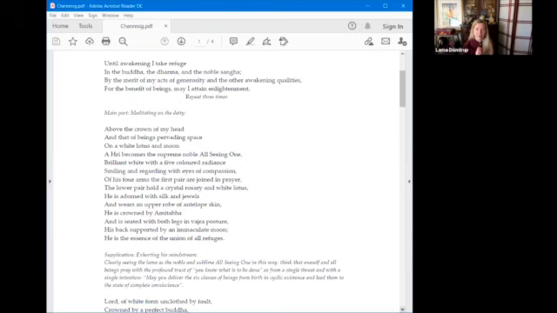Until awakening, I take refuge in the Buddha, the Dharma, and the noble Sangha. By the merit of my acts of generosity and the other awakening qualities, for the benefit of beings, may I attain enlightenment.